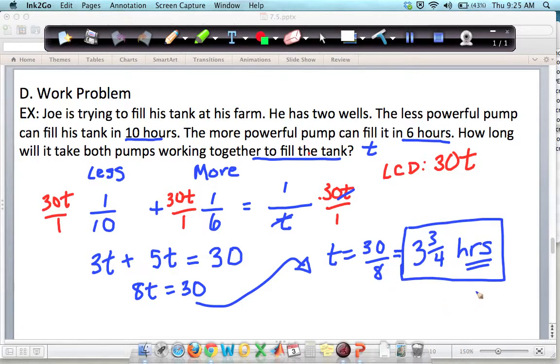And that answer makes sense based on the fact that the fastest one takes 6 hours, so our answer should be less than 6 hours. You should highlight this problem because I see that this one gets forgotten a lot on tests, and once you set it up, it's pretty easy to solve. So just think of how much you complete in an hour separately and then working together.